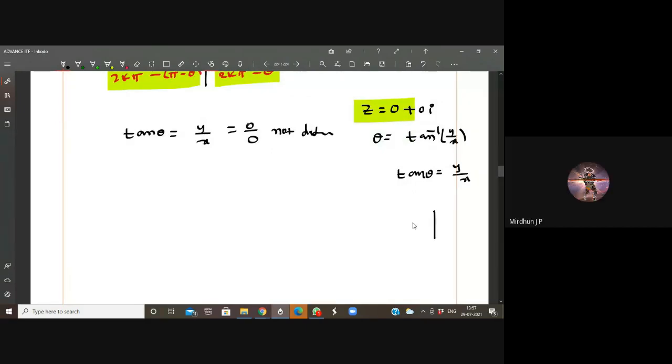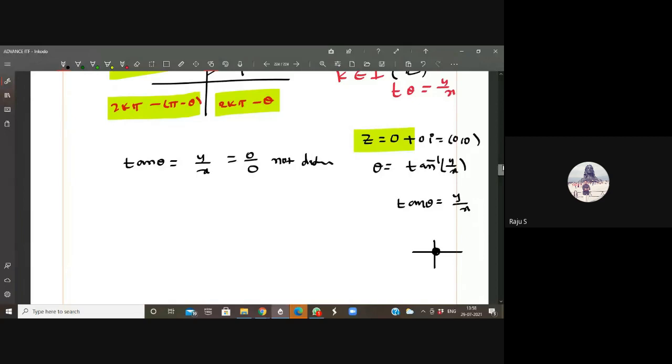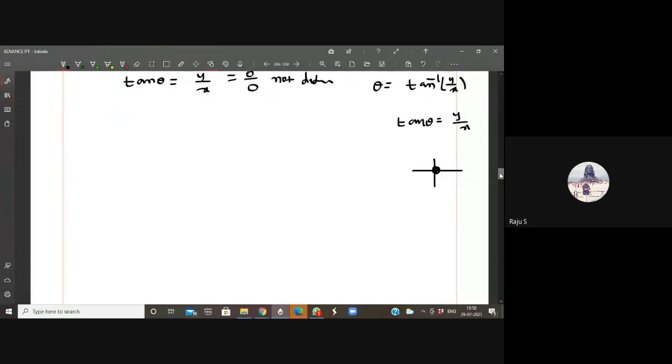See, here 0 is nothing but 0 comma 0. Where is 0 comma 0? At this point, it is just a point. Is there any line, any length to make an angle? Nothing will be there. It does not exist. So these are small but important points. The argument of 0, whether defined or not defined: it is clearly not defined, because 0 by 0 is undefined.